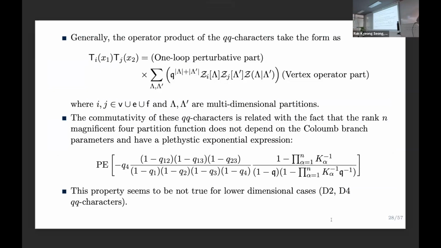And let me just give a physical, not really physical, but one reason why all of this should commute. Generally, if you fuse these operators, these QQ characters, it will be decomposed into two parts. So one loop part and also higher rank version of it, and also a vertex operator part. This part increases the rank of the theory, so the number of the D-branes.